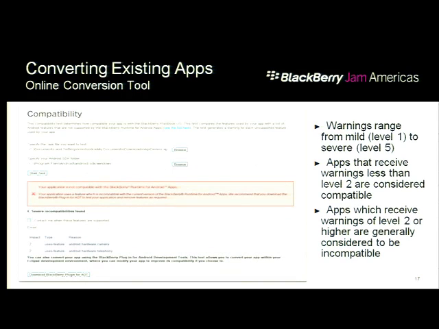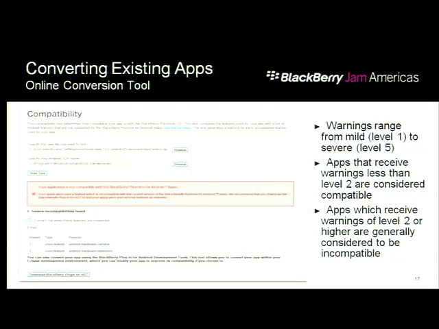Now, if you try to convert your Android application and you see this page, that means that you've had something that wasn't supported. This doesn't necessarily mean that your application wouldn't work on our platform. It's just letting you know that there's something in there that's not fully compatible. We have a warning system that ranges from 1 to 5, 1 being a mild issue and 5 being severe. Generally what we recommend is if you have warnings that are less than 2, so you have 1 warnings, generally that doesn't impact the function of your application. It's just a feature that's not supported, or it won't be used.